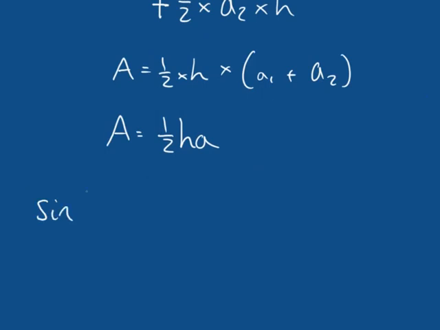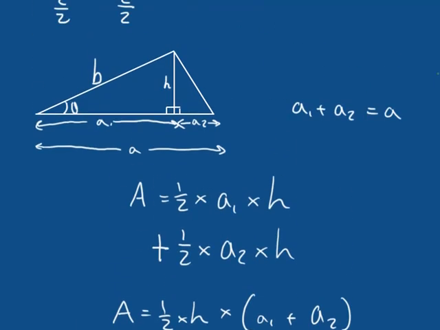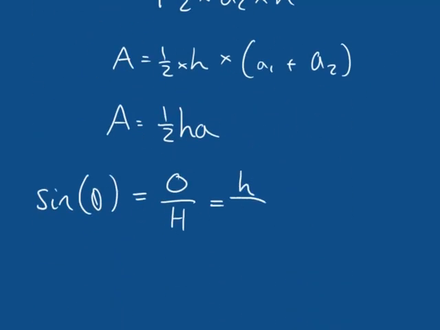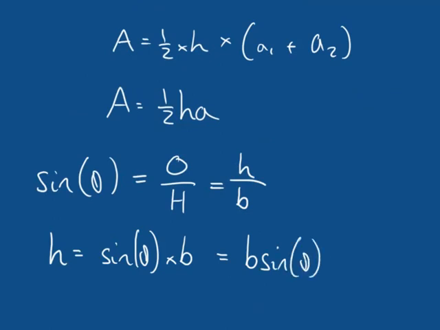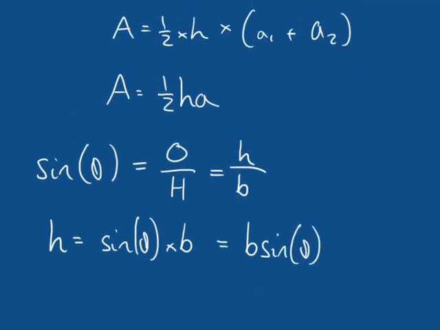So sine of our angle theta is equal to the opposite over the hypotenuse. Our opposite is h, in this case lowercase h, and the hypotenuse is our B. So the sine of theta is equal to h over B. That means that, my apologies, we're trying to find h, not B. That means that h is equal to the sine of theta multiplied by B, which is more commonly written as B sine theta. So we now have that h is equal to B sine theta.